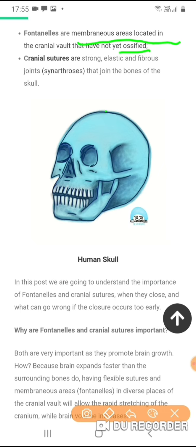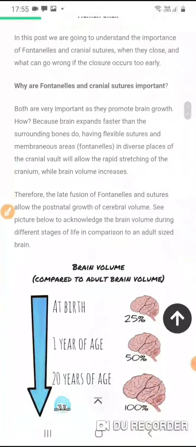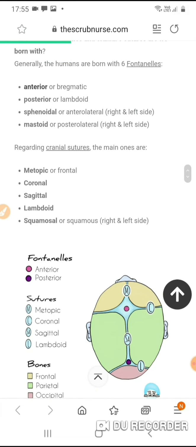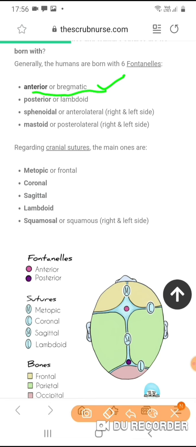So now we come to the part of cranial sutures and fontanels. When we talk about the fontanels, there are basically 6 types of fontanels, and the clinically most significant fontanel is the anterior bregmatic fontanel. This is most significant, and it is clinically visible in a newborn baby.